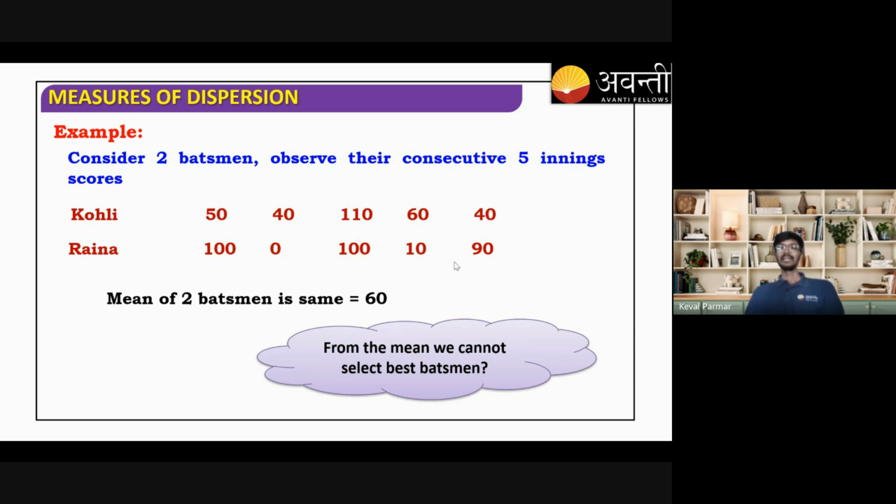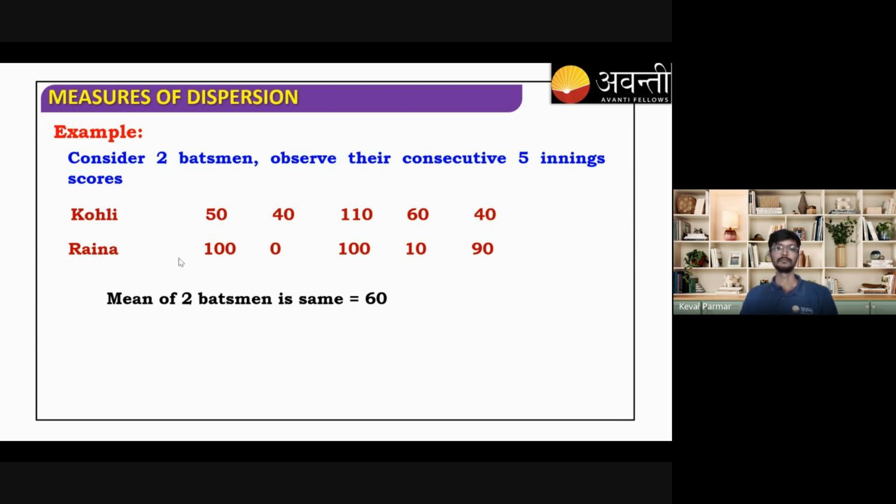So what are we looking at? We are looking at consistency. What does consistency mean? That the runs, how much the runs are spread throughout the data. Right? Here, Kohli's runs are majorly centered around 50. But if you try to see Raina, it is 100, 0, 100, 0, and so on. So we need to know the dispersion of data, which is given by measures of dispersion.